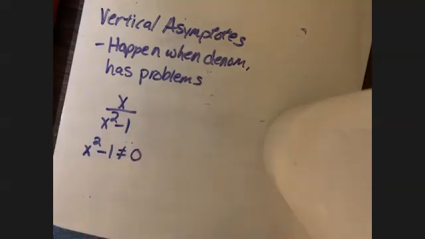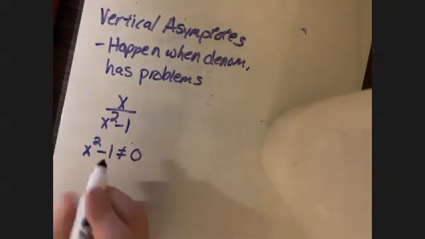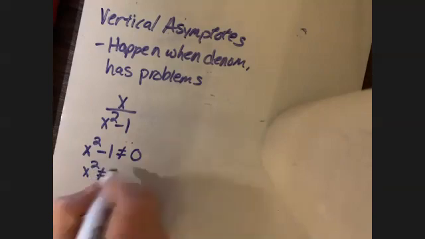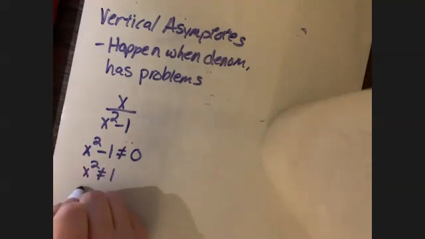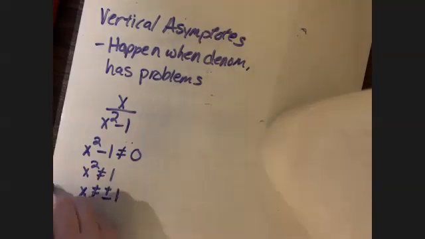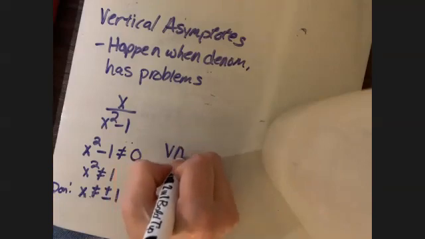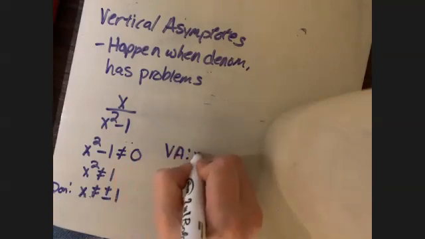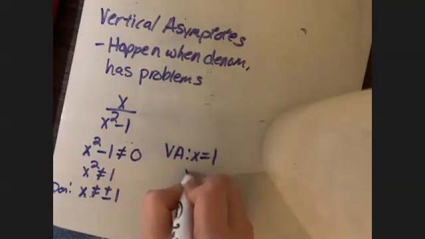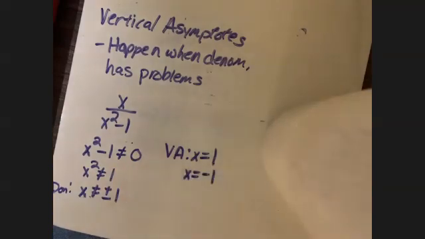Now, first off, I'm going to worry about the domain. So we're going to have x squared cannot equal 1. We're going to bring in that square root. So x cannot equal plus and minus 1. Now, that's our domain.